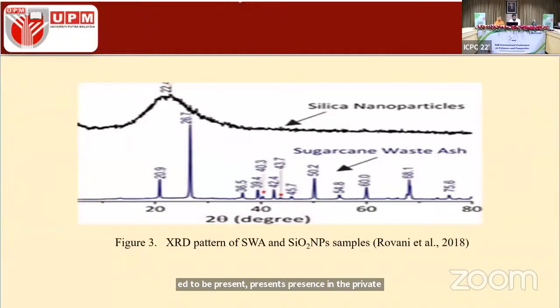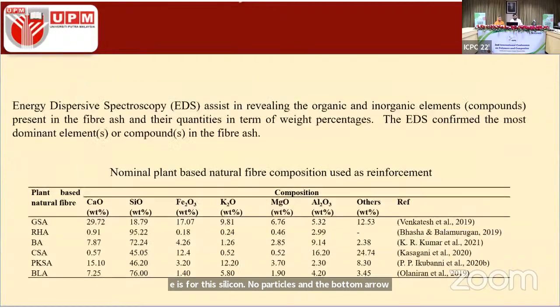So this is the XRD pattern of the SWA and the SiO2 NP samples. You can see the top one is the curve for the silicon nanoparticles, and the bottom one shows the sugarcane waste ash.